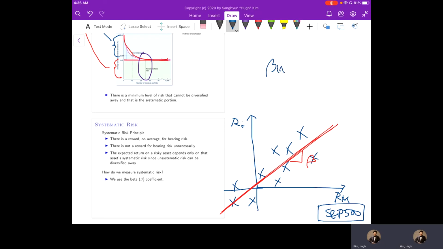The market has a beta of 1 by definition, and the risk-free asset, which has no risk, as the name implies, has a beta of 0. So it has 0 systematic risk. And portfolio beta is simply the weighted average of the betas on individual assets. So this is different from the standard deviation of the portfolio.